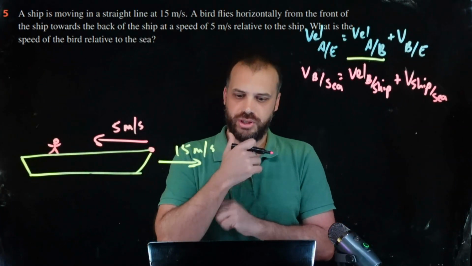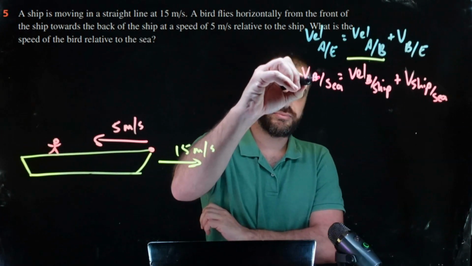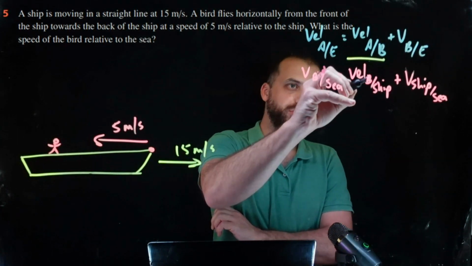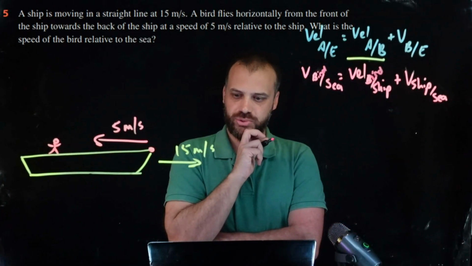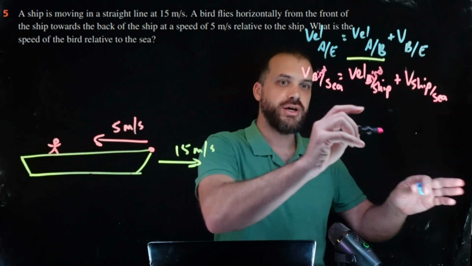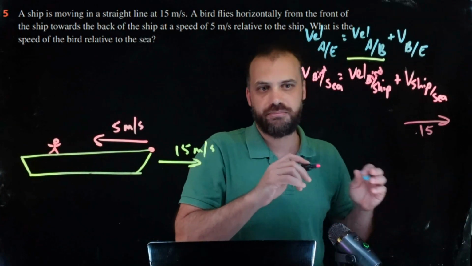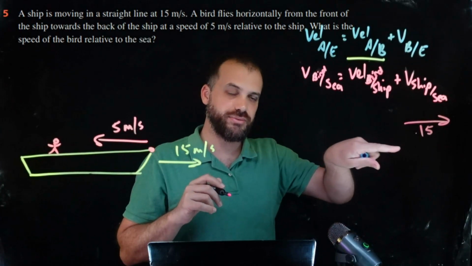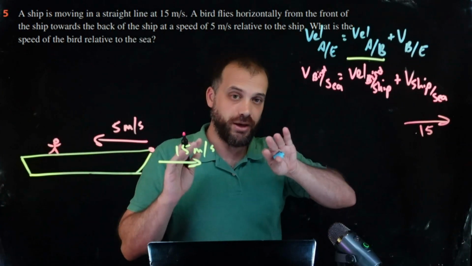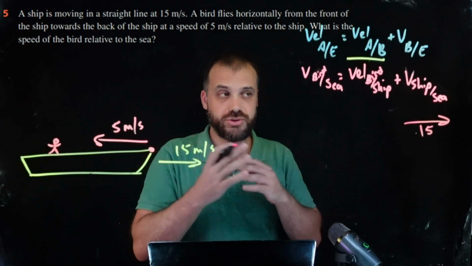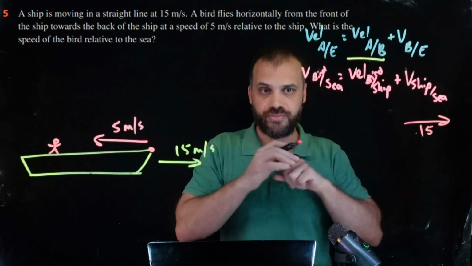Okay, so what do we know? This is a bit confusing. Bird, boat. Okay, so a bird flies horizontally from the front of the ship towards the back. The ship is moving in a straight line. So the ship is moving at 15 meters per second in a straight line. I've chosen that arrow. Someone might have chosen that arrow. That arrow. I'm choosing that one. It doesn't matter, because all we know really is that the bird and the boat are moving in opposite directions.